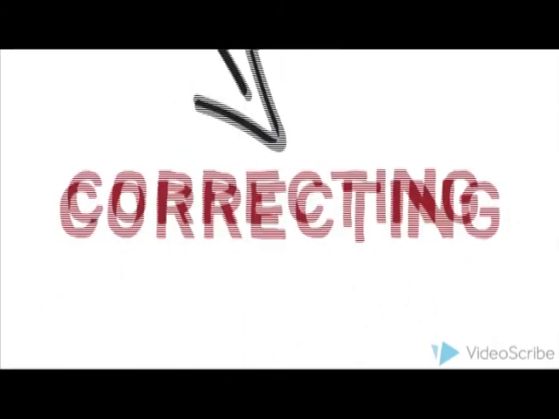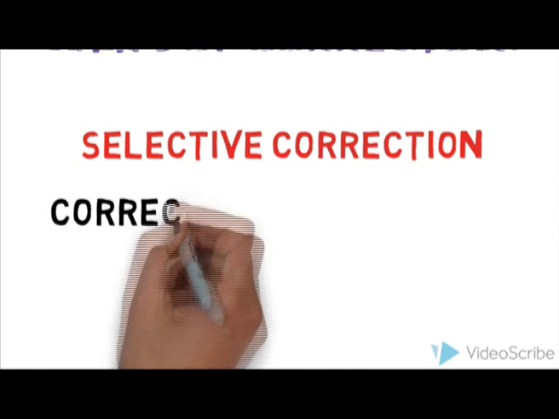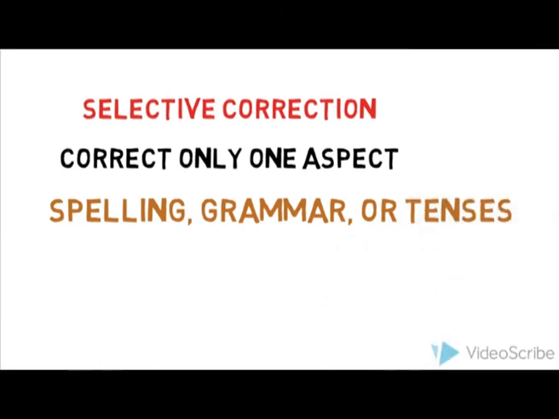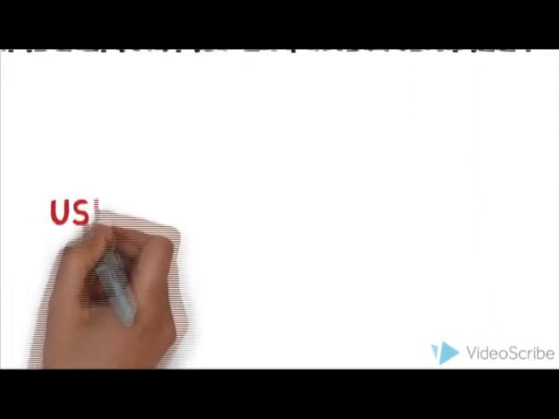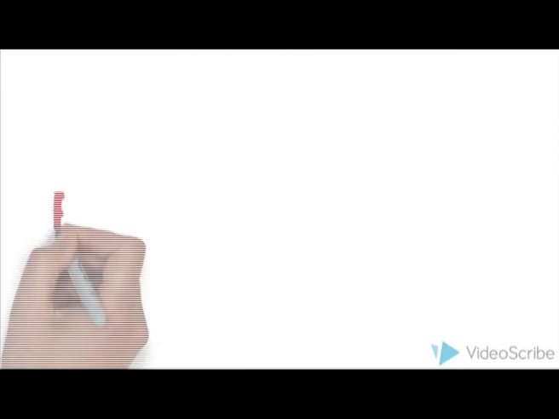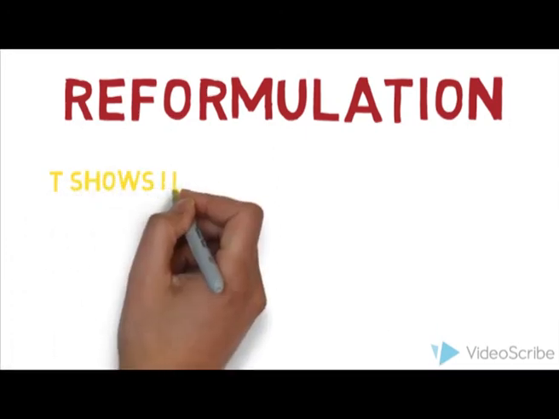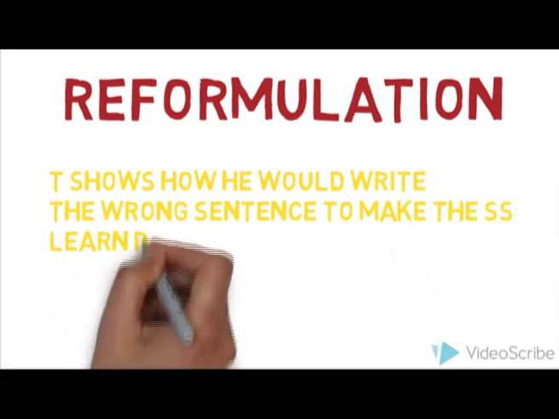Now let's see the other way of reacting to students' work. Correcting. Ways of correcting students' work. Selective correction. In this, we correct only one aspect, spelling, grammar, or tenses, for example. Using marking scales. In this, we grade each aspect individually. Using correction symbols such as wrong word, spelling, tenses, or punctuation. Then we have reformulation. In this, the teacher shows how he would write the wrong sentence to make the students learn by comparing.